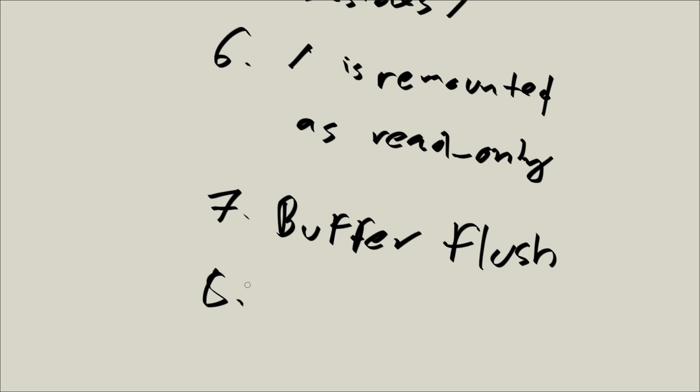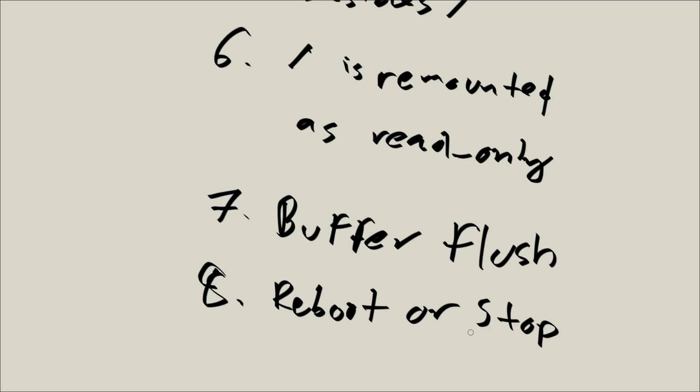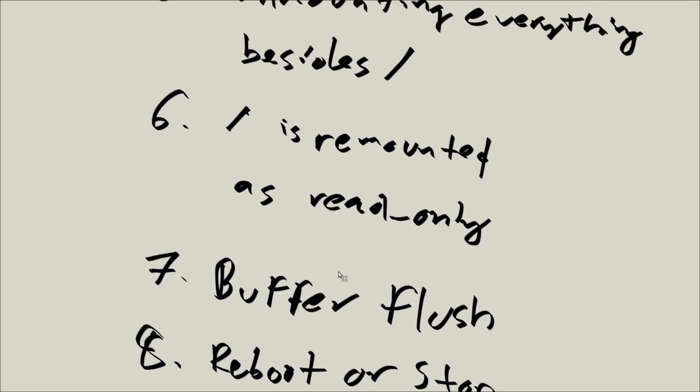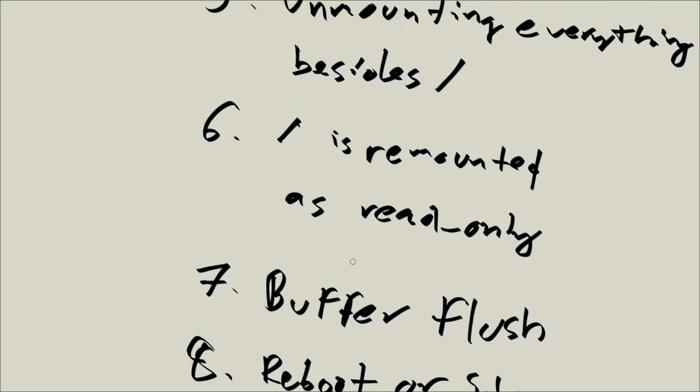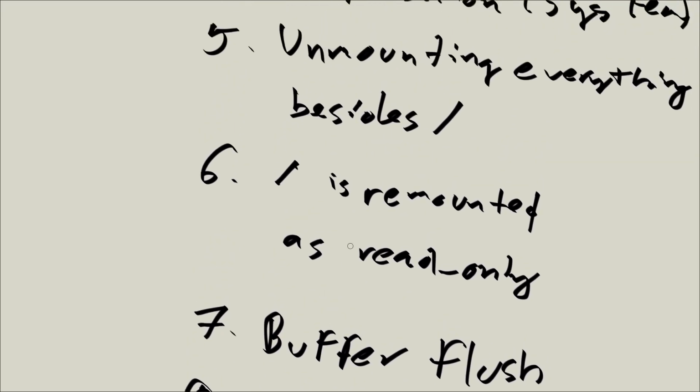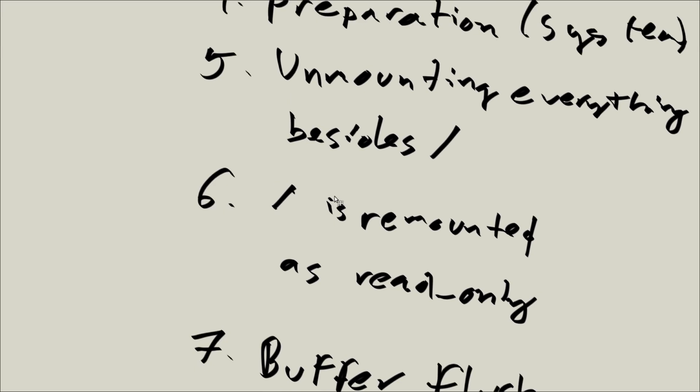And then the eighth step is in fact a reboot or a shutdown of the system, which we can name as stopping the system. Stopping the system means shutting the system down, like when you press shut down, not restart. What actually happens is you turn your computer off.